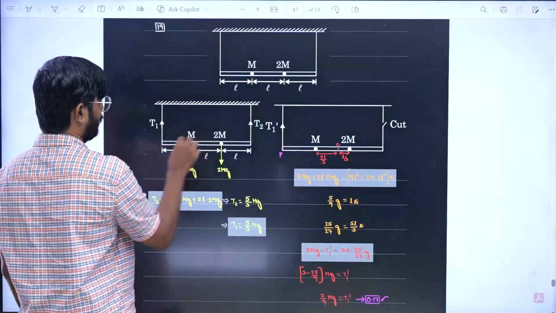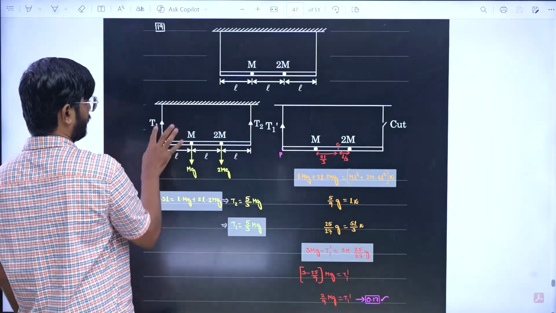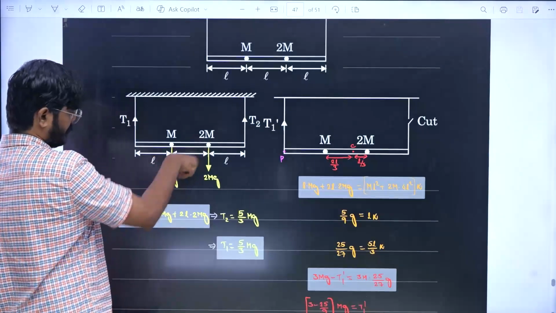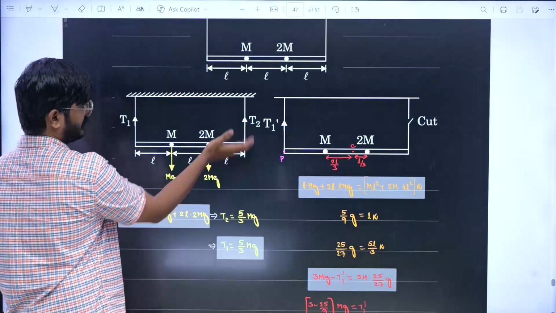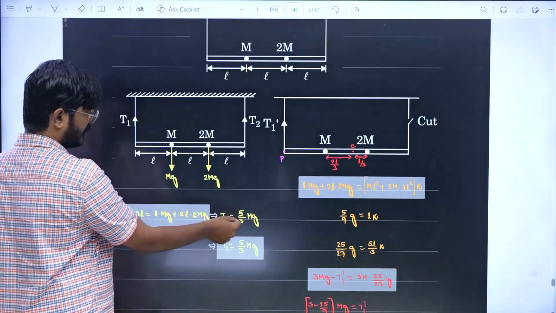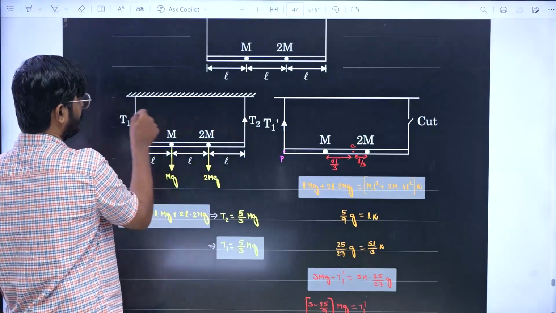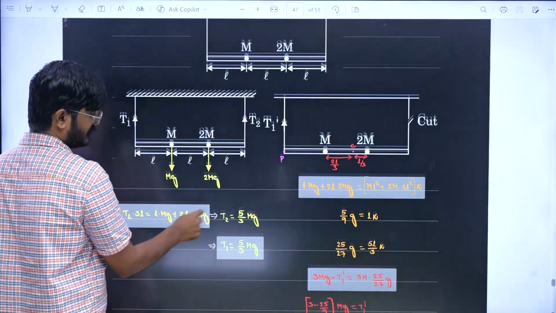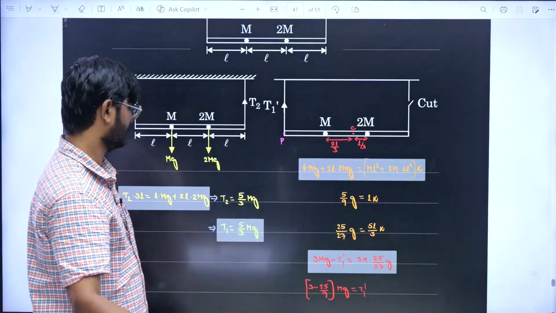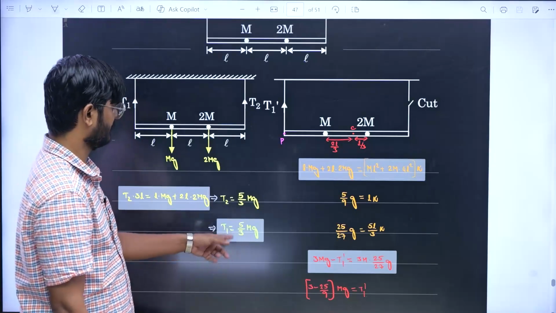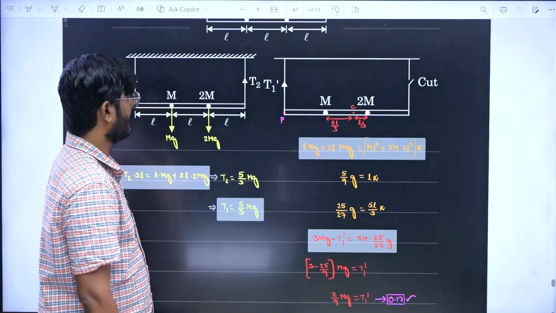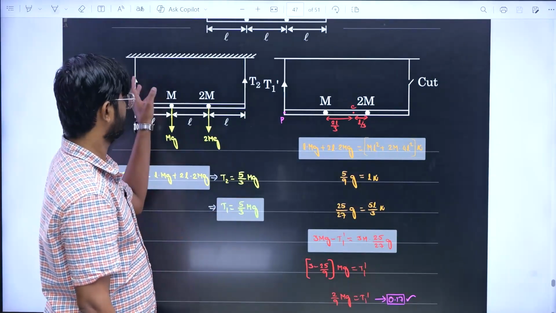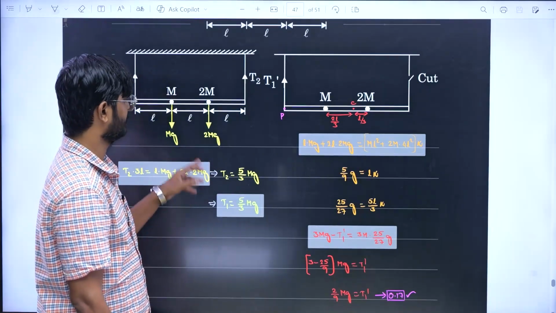And if I want to find T2, I will take torque about this point so that I can avoid T1. Torque because of mg plus 2mg should be balanced by torque because of T2. From there you will be getting the T2 value. Once you get the T2 value, the T1 value is easy to find because T2 plus T1 should equal 3mg. So this value is written wrong, it is 4mg by 3. Then only it is going to become 5mg by 3 plus 4mg by 3 is 3mg.